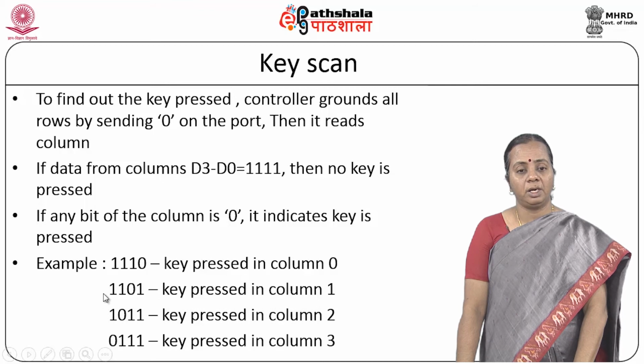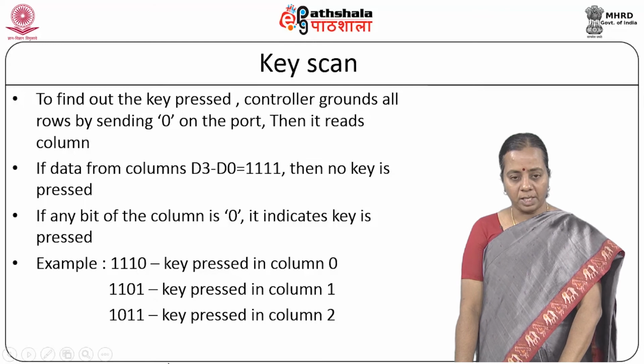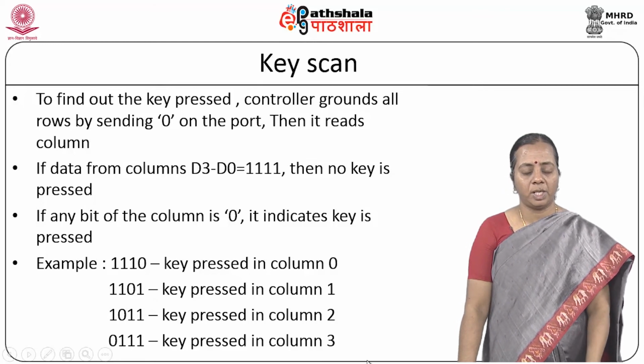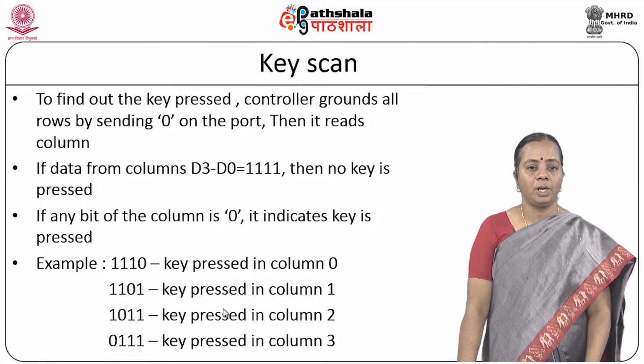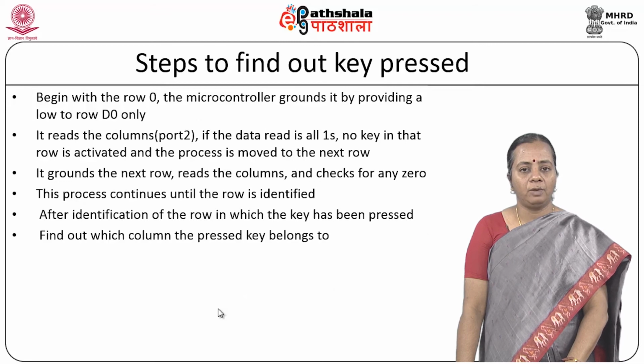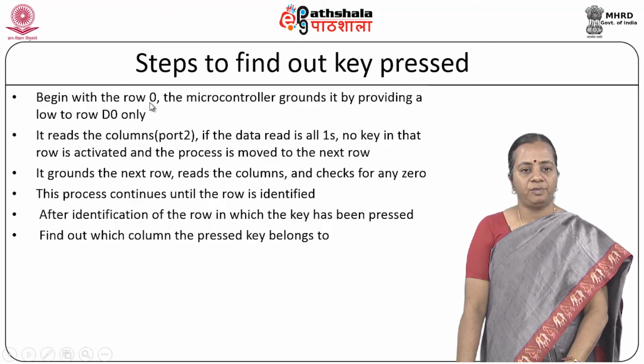Now our next thing is to identify the row. I can say that a column is pressed, but I need to identify the exact key, which row is pressed. Only by identifying the row and the column which intersect at one point will I find out which key is pressed. So to find out which key is pressed, first we take the first row, ground that particular row and read the port. Now I have grounded row 0, now I will find out whether in port 2 I am getting data or not, data in the sense 1111 or not.